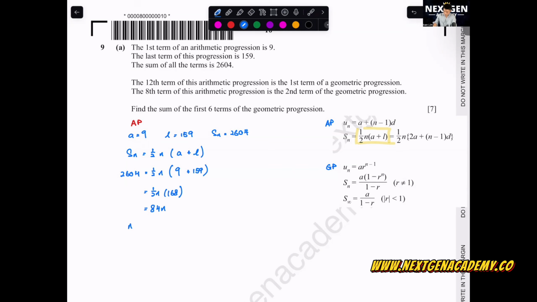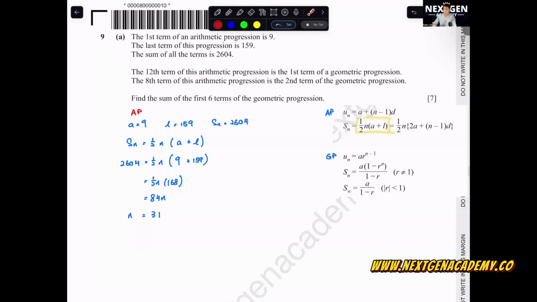n is 2604 divided by 84. Okay, I think we don't have to write that. n is equal to 31. Okay, so we got a total of 31 terms over here. Okay, what do we want to find? Because later on we need to write the arithmetic progression. Normally when we want to write the arithmetic progression, we need a and d. When we want geometric, we need a and r. So let's find the d value right now.